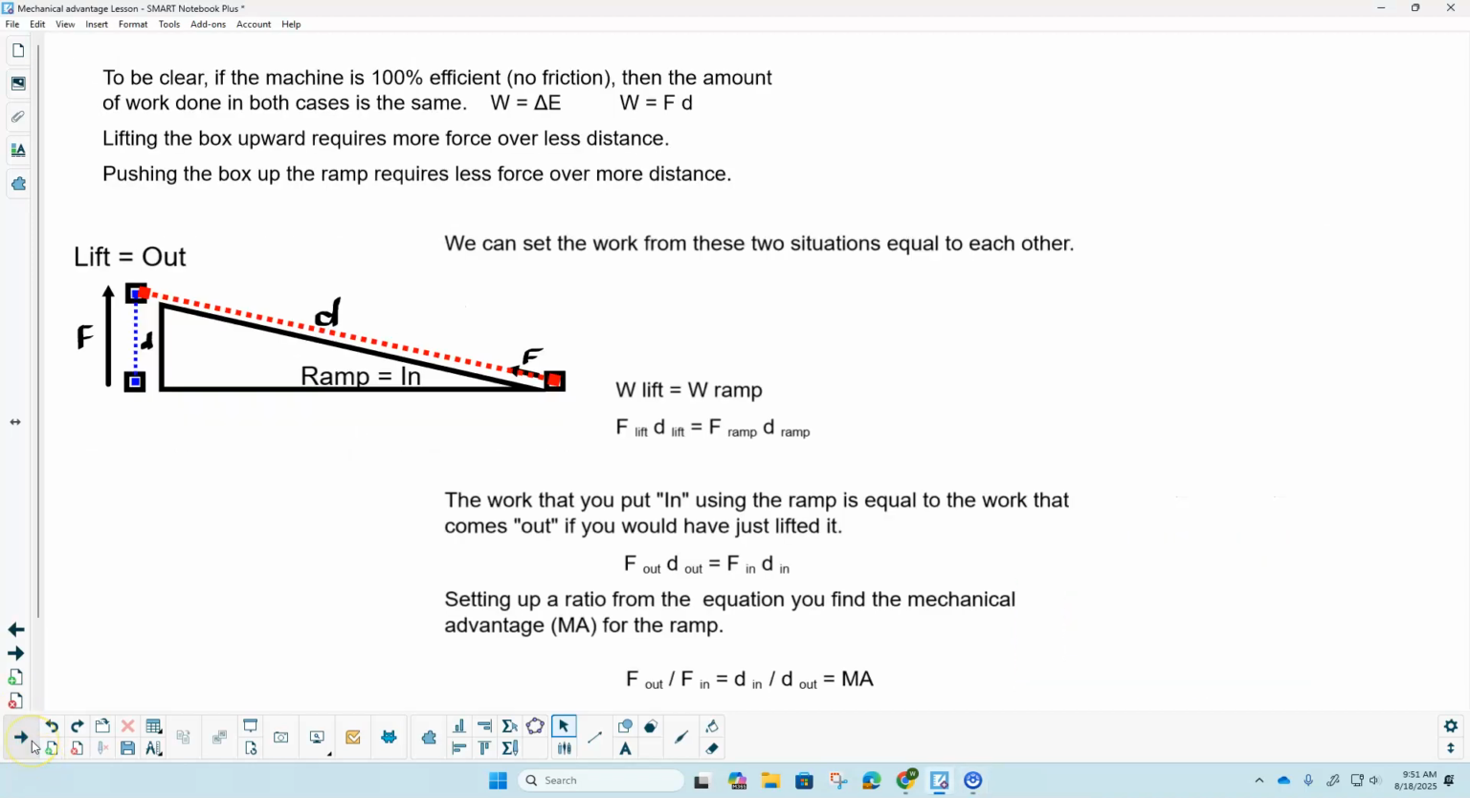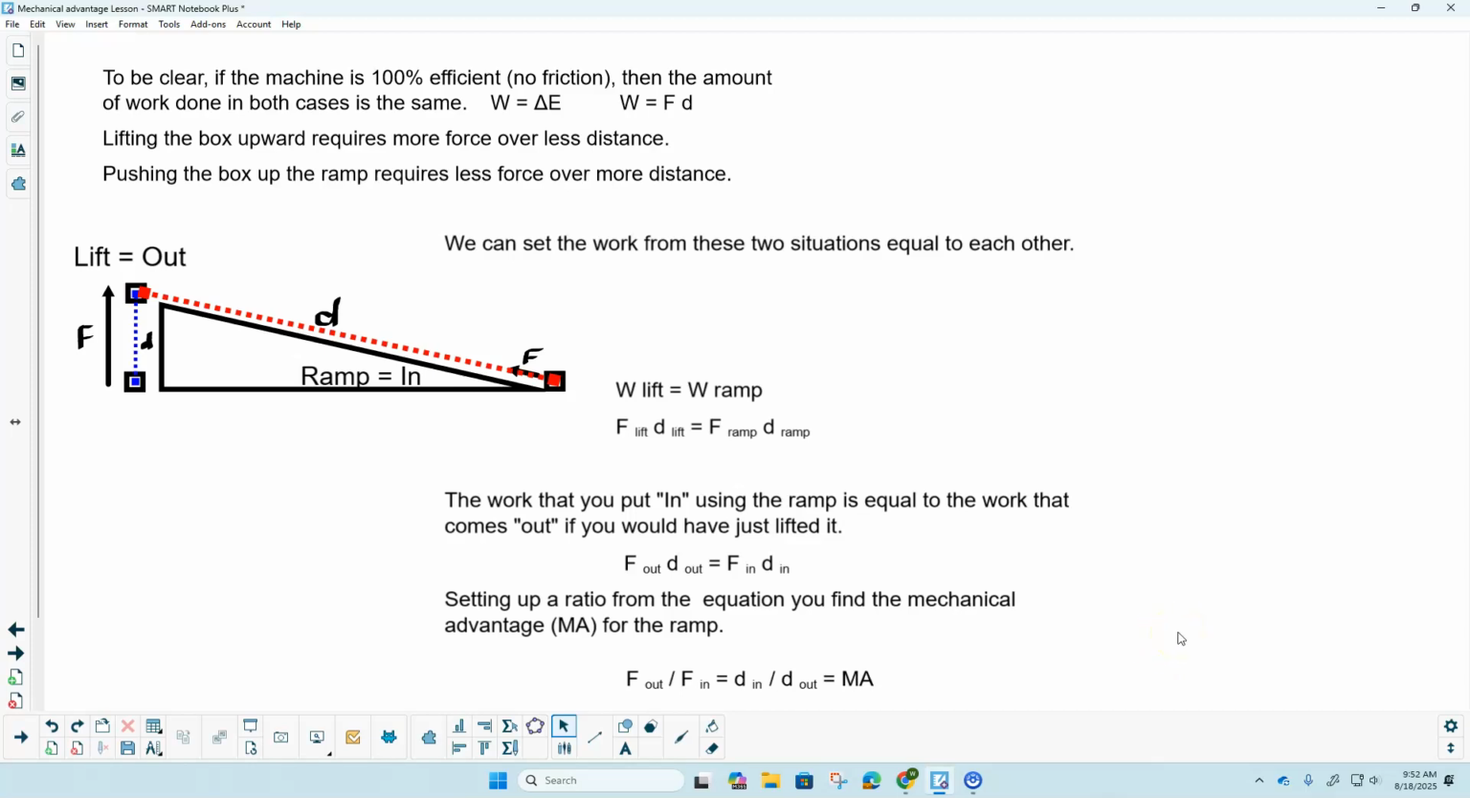Okay, so just to go through the ideas of machines and how they're efficient. To be clear, if a machine is 100% efficient, there isn't any friction in it, right? And if there isn't any friction, that means that the amount of work done by the machine is equal to the amount of work done in the normal case. So in this situation where we're lifting a box upward, lifting the box upward requires more force over a smaller distance, and you can see that in the diagram here.